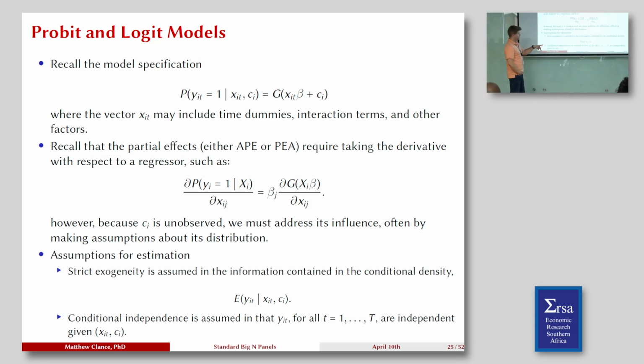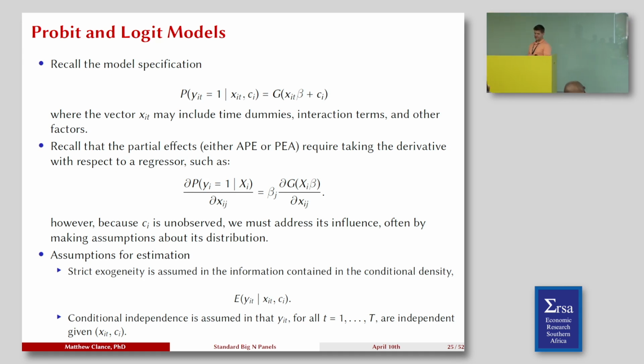So conditional independence is assumed in that Y_it for all T, in this case, given X_it and CI. Similar to the assumptions we had before. Basically, if you want to call what you're looking at causal, you would require this. Okay?